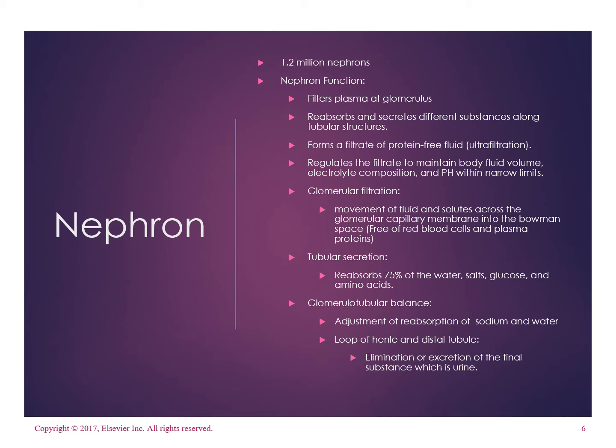Glomerular filtration is a movement of fluid and solutes across the glomerular capillary membrane into Bowman's space, free of red blood cells and plasma proteins. Tubular reabsorption takes back 75% of the water, salts, glucose, and amino acids. The glomerular tubular balance is the adjustment of reabsorption of sodium and water in the loop of Henle and distal tubule, followed by the elimination or excretion of the final substance, which is urine.